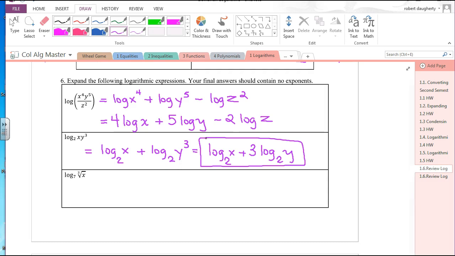In the last one here, we can write this as the log base 7 of x to the 1/3 power. That's what the cube root of x means, x to the 1/3. Now, to simplify this with no exponents, I'm just going to use my power rule. That's 1/3 log base 7 of x.